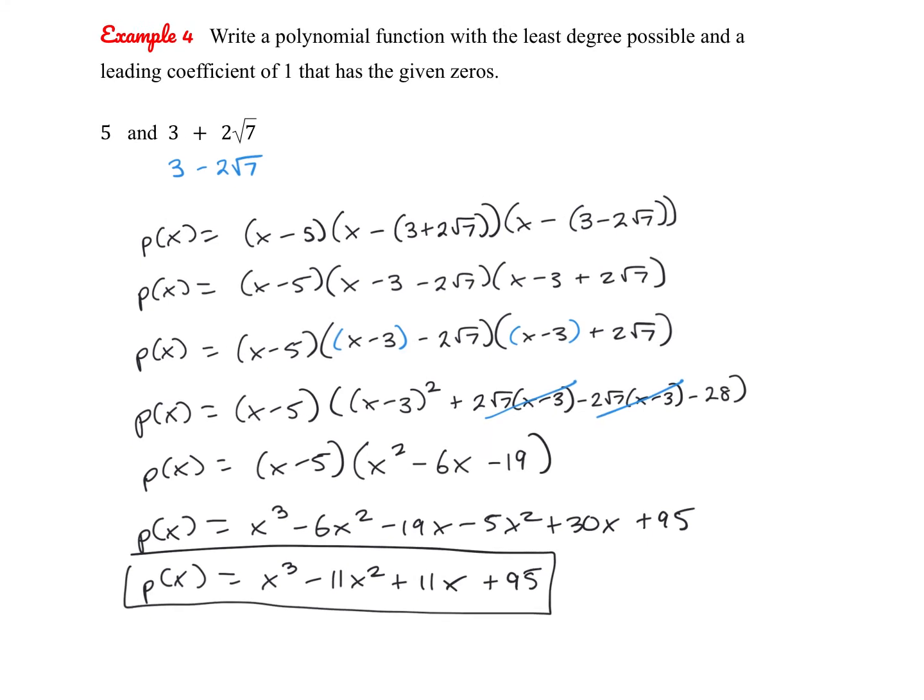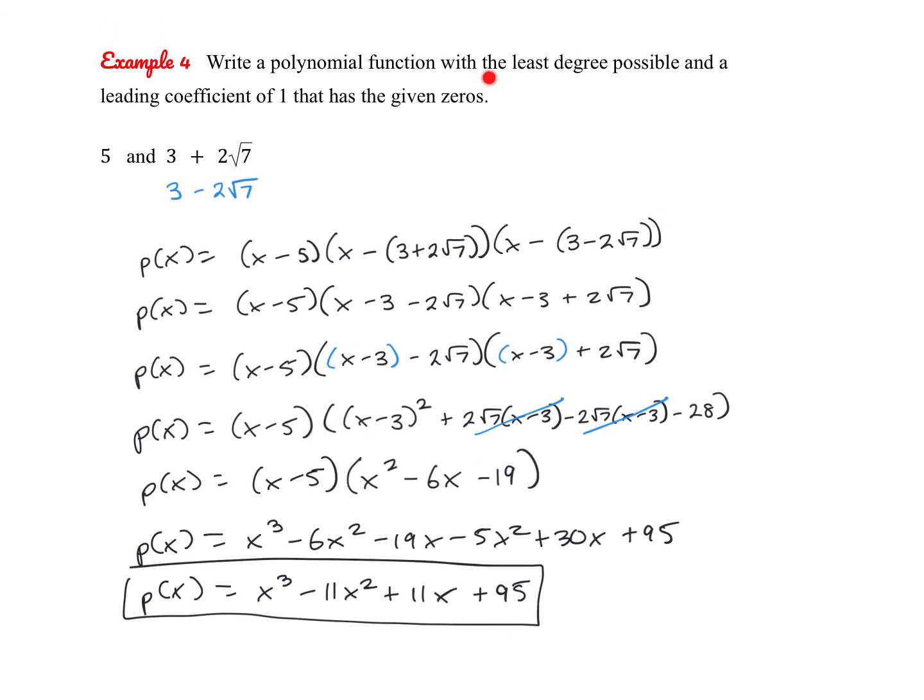So notice again in the directions it said the polynomial function with the least degree, so it means these are the only 3 zeros, we don't need to add any extra zeros in, and the leading coefficient is 1. So for that a value, we don't need to solve for that a value, we're just going to assume it's a 1. So this is our polynomial function.